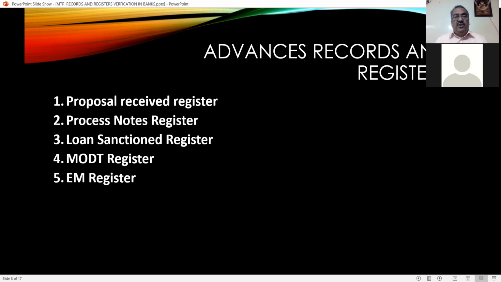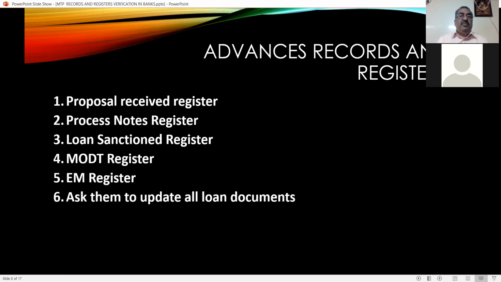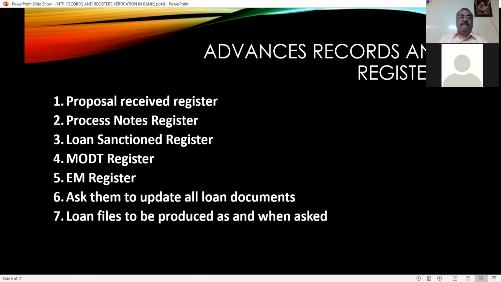Then EM register, equitable mortgage register. Ask them to update all loan documents. It's a record because they have to update all the loan documents. Loan files should be produced as and when asked.